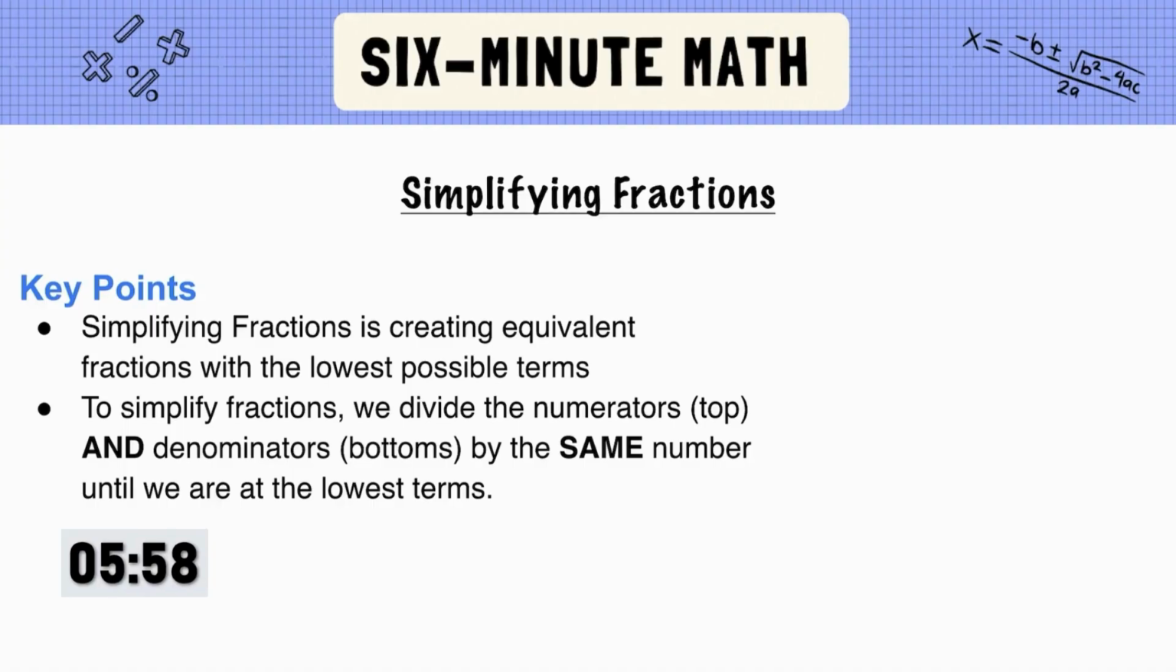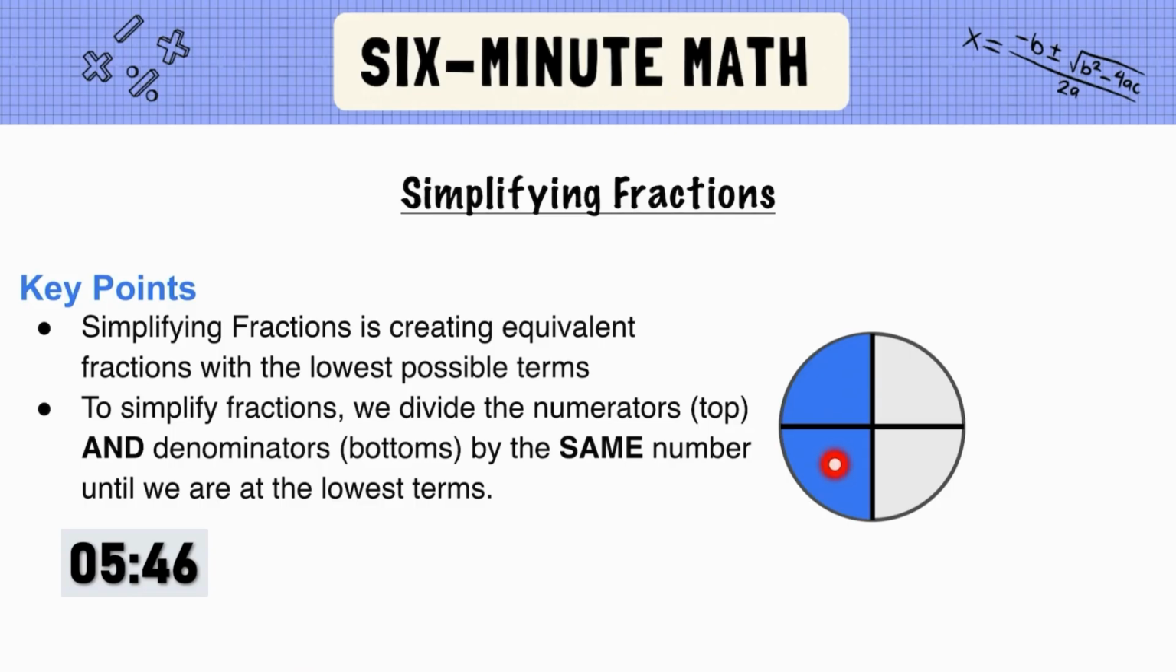Our key point when we are simplifying fractions is that we are creating equivalent fractions in the lowest possible terms. If you look at this pie graph here, we have two pieces shaded out of 4, which would give us a fraction of 2 over 4.